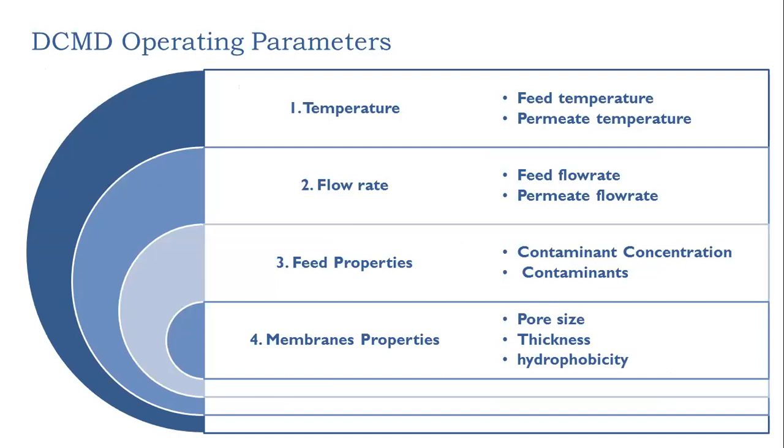The operation parameters for the DCMD are, first of all, temperature. So the temperature difference between the hot, salty feed and the cold fresh permeate plays a very big role in the efficiency of the DCMD. Then the flow rate at which both are circulating, the feed properties, which depend on what kind of contamination we want to treat, here it is salt, and membrane properties, which are pore size, thickness, and hydrophobicity.